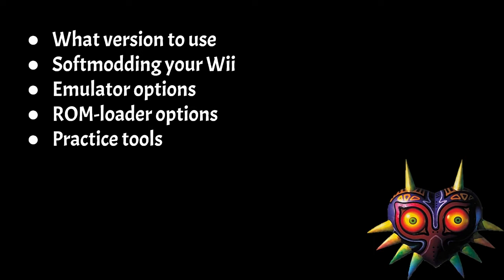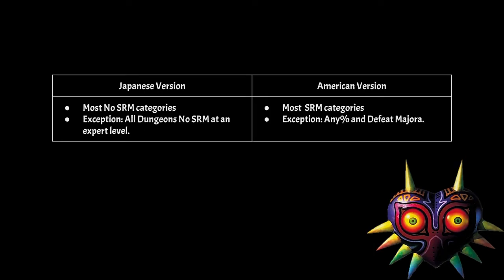We also have some ROM loader options or ROM loading cartridges for the Nintendo 64 that we will discuss. We will continue naturally with practice tools that you may use for practicing tricks and anything that you need to practice for speedruns. One way we can differentiate Majora's Mask versions is by regions.